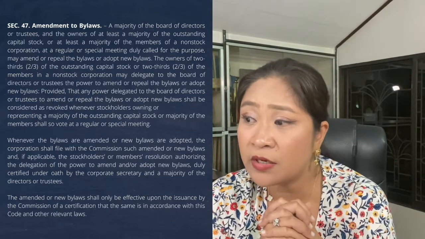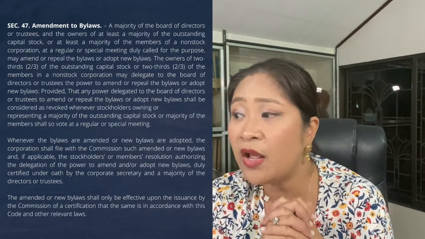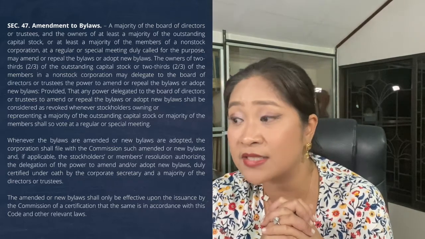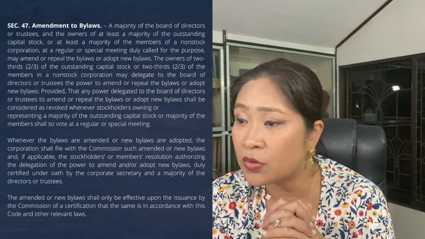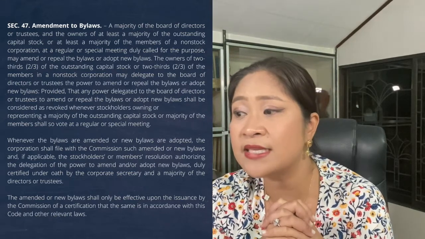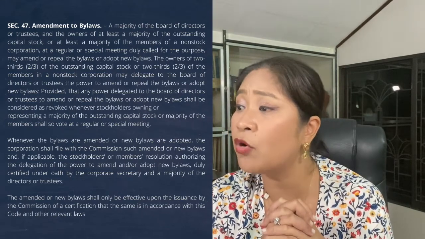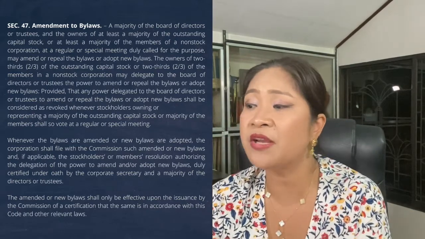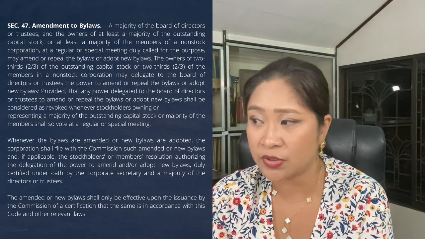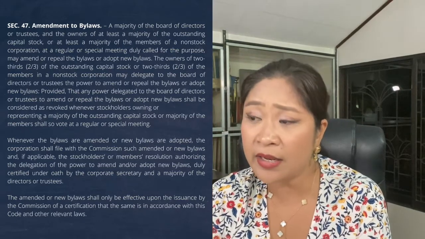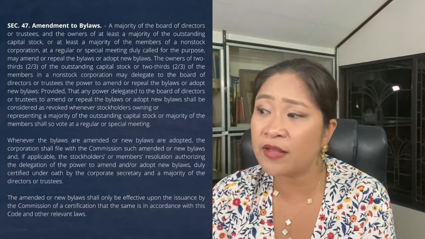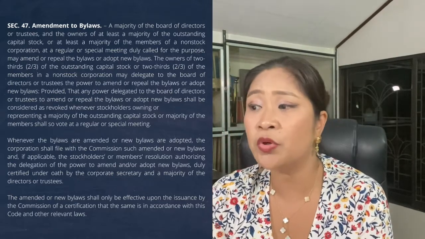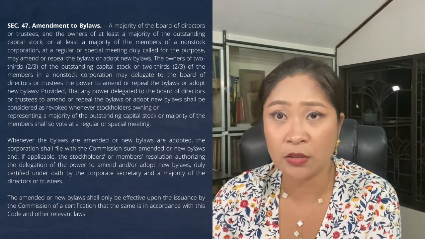Whenever the bylaws are amended or new bylaws are adopted, the corporation shall file with the Commission such amended or new bylaws, and, if applicable, the stockholders or members' resolution authorizing the delegation of the power to amend and or adopt new bylaws, duly certified under oath by the corporate secretary and a majority of the directors or trustees. The amended or new bylaws shall only be effective upon the issuance by the Commission of a certification that the same is in accordance with this code and other relevant laws.